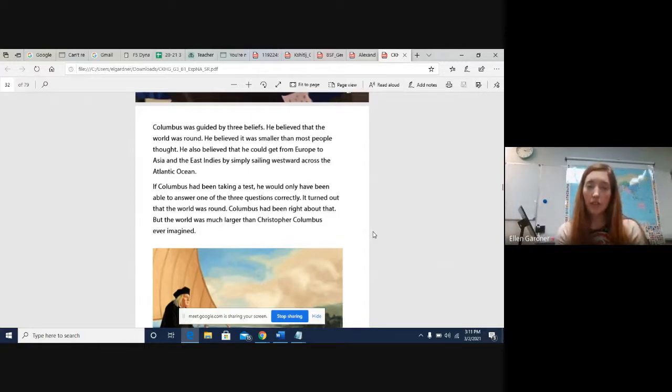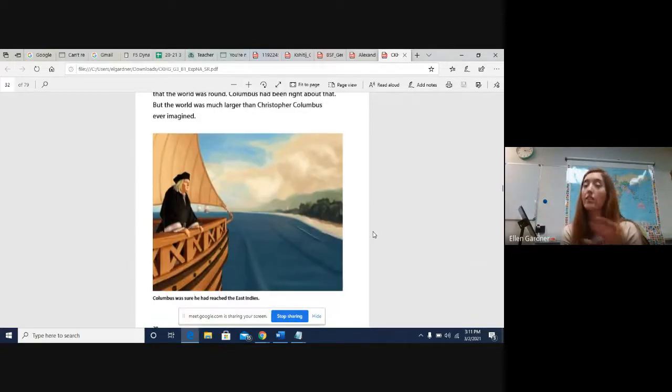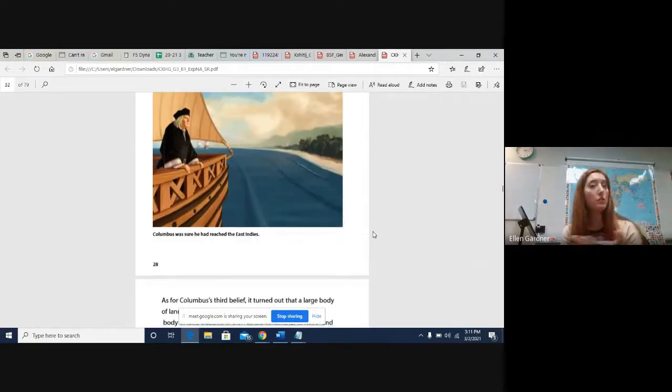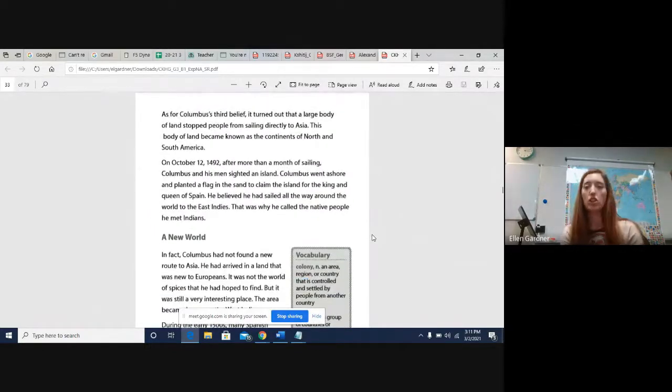Now, Columbus had been right about the fact that the world was round, but the world was much larger than Christopher Columbus had ever imagined. And not just him, most people. As for Columbus's third belief, it turned out that a large body of land stopped people from sailing directly to Asia. This body of land became known as the continents of North and South America.